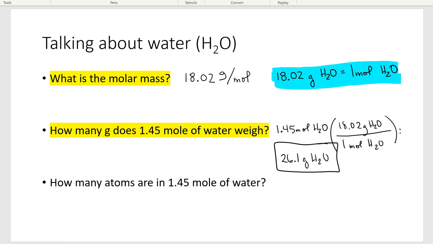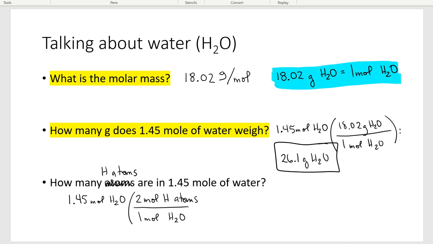Last but not least, how many atoms? Let's change this up. Let's change this to how many hydrogen atoms are in 1.45 moles of water. So again, we're going to need Avogadro because we're going from moles, which is macro, to atoms, which is micro. So 1.45 moles of water. Every 1 mole of water contains 2 moles of hydrogen atoms. And every 1 mole of hydrogen is 6.02 times 10 to the 23rd atoms of hydrogen.